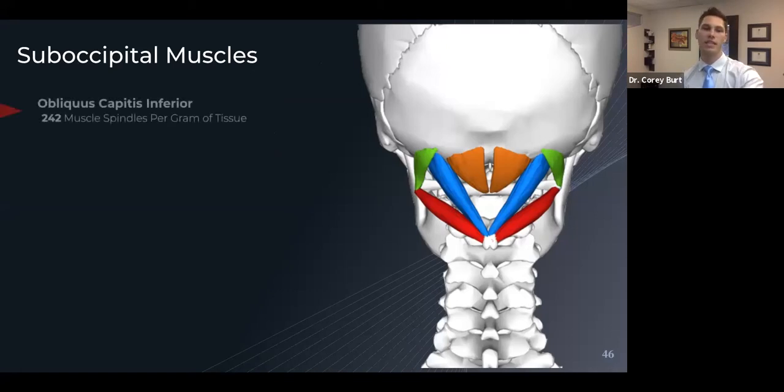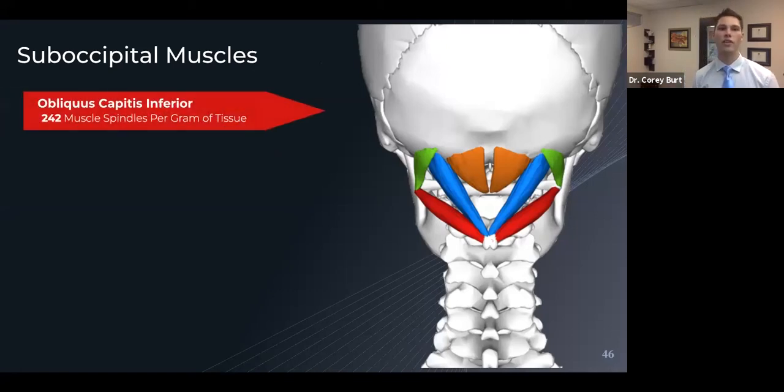And as you can see here, starting with obliquus capitis inferior, coming in with 242 muscle spindles per gram of muscle tissue. Guys, this is the most sensitive muscle in your entire body. And if you also remember from earlier, this was the muscle I mentioned that, when it stretches, can entrap that greater occipital nerve, which is going to cause cervicogenic headaches. So again, very important muscle to pay attention to.